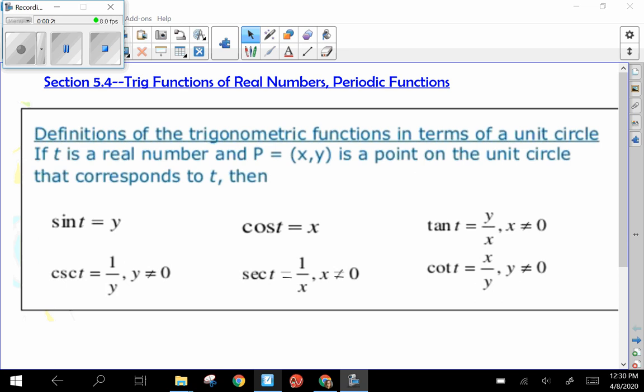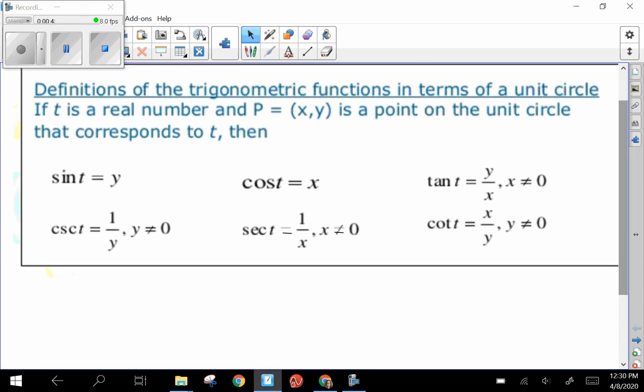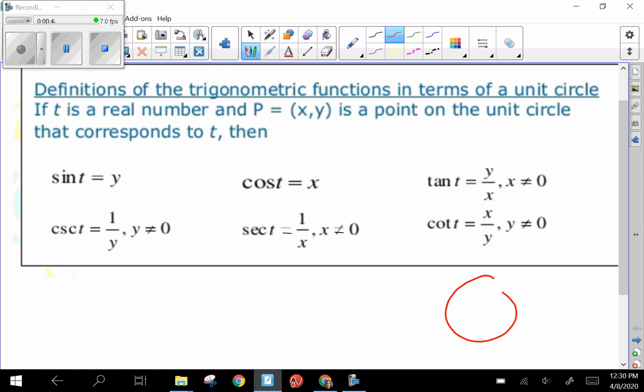My first slide here, definitions of the trig functions in terms of the unit circle. It says if t is a real number, meaning t radians, and point P(x, y) is a point on the unit circle that corresponds to t, then all of these things are true. As you've been working with your unit circles, as you travel around to the different points, the x coordinate is equal to the cosine value, the y value is equal to the sine value, and that angle in radians would be angle t.